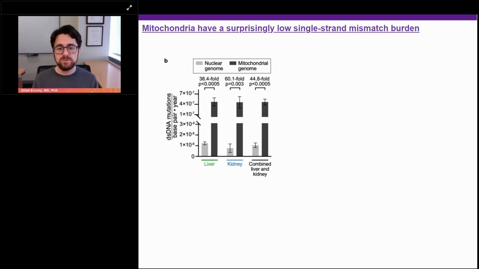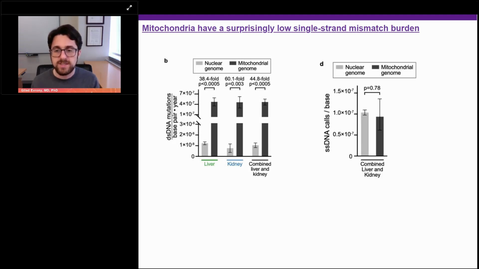Another interesting finding from our technology is that we were able to, first of all, see the expected increase in the mitochondrial genome somatic mutation burden. It's been known for a long time that mitochondria have about a 40-fold higher double-strand mutation burden relative to the nuclear genome. Our technology sees that and confirms that in the liver and kidney, which have a large number of mitochondria per cell, which is why we're able to profile this.